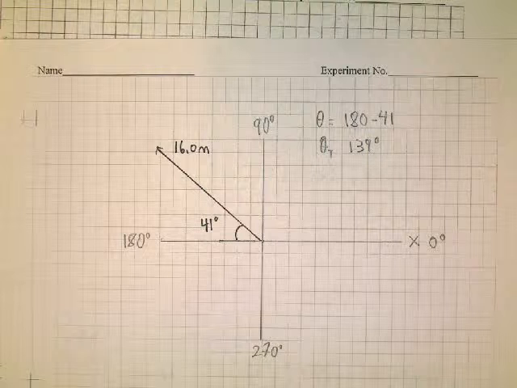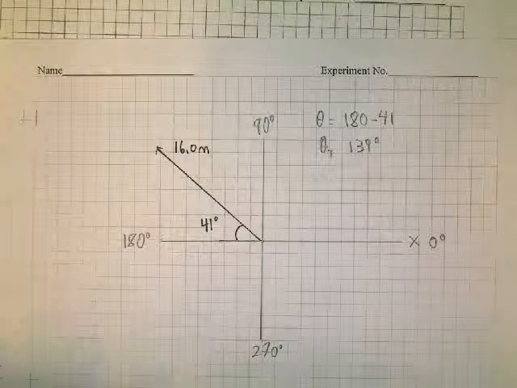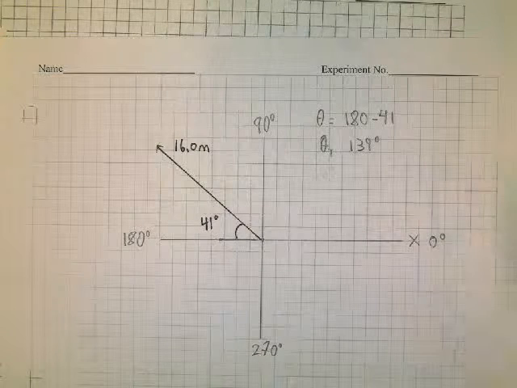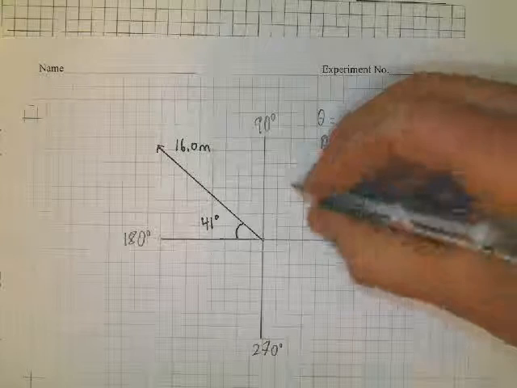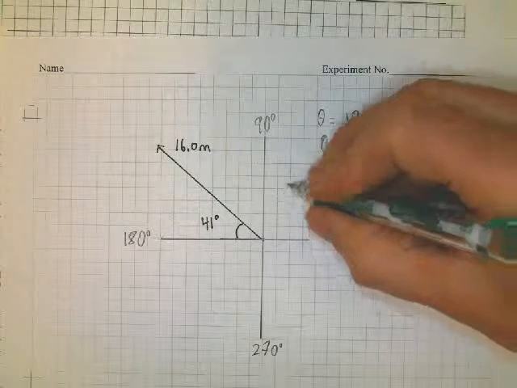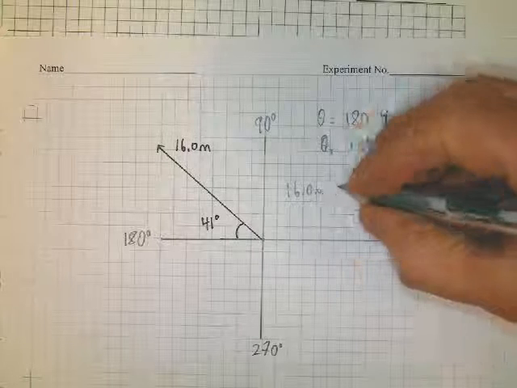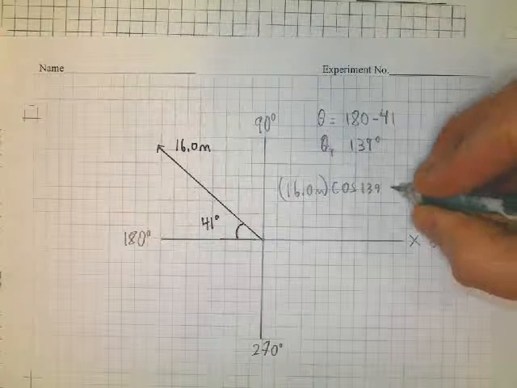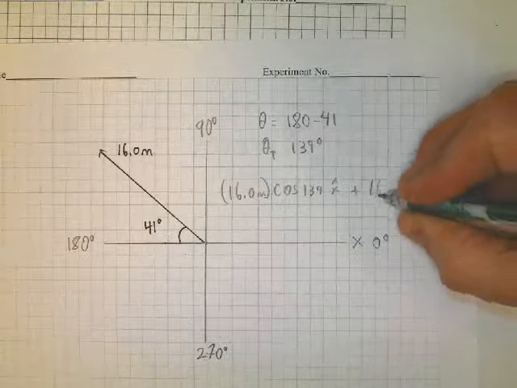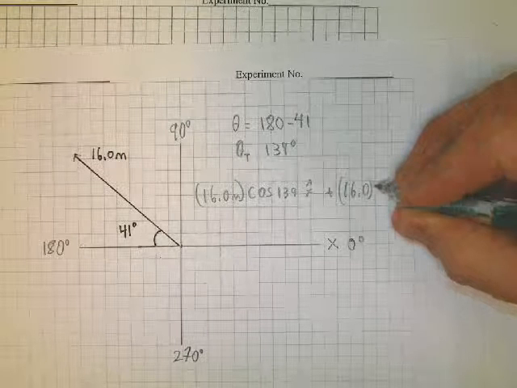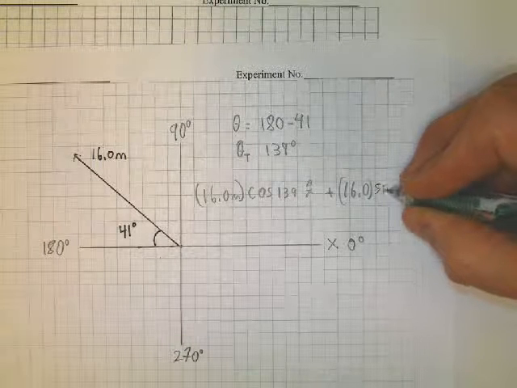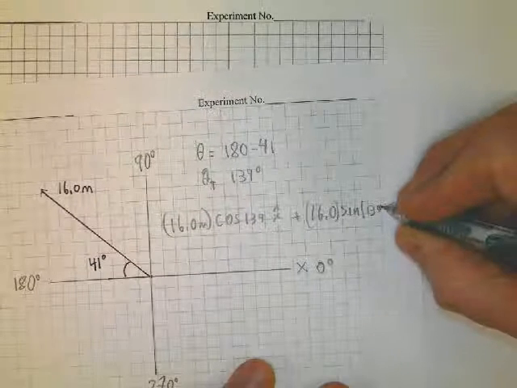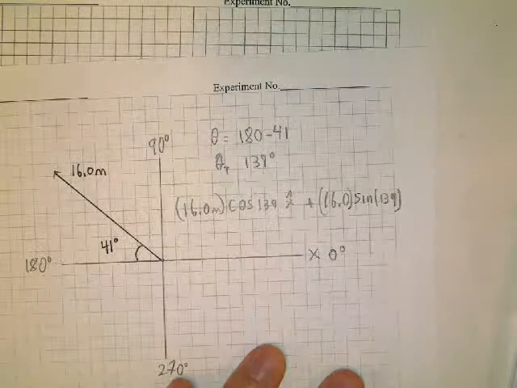Once we have the trigonometric angle, we can use sine and cosine. That's what they're for. Cosine will give us our x component. Sine will give us our y component. So for the vector components, this becomes 16.0 meters times cosine of 139, and that'll be in the x direction, plus 16.0 meters times sine of 139. And we just plug that into our calculator.